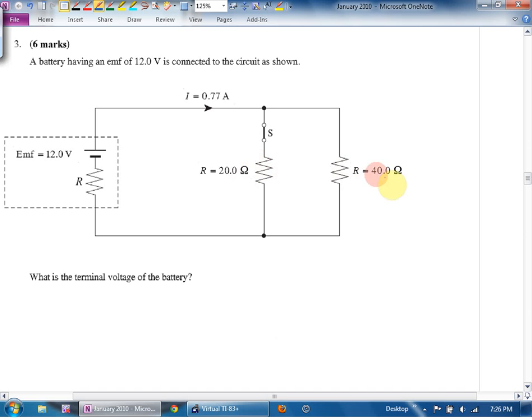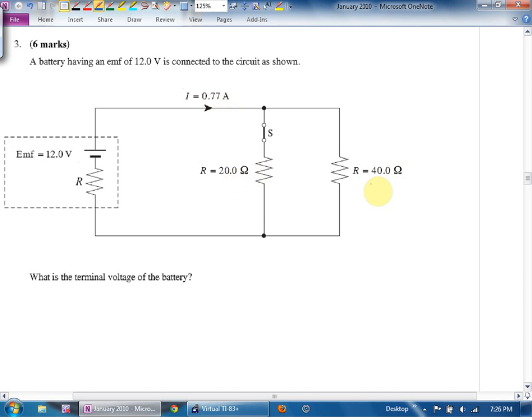Now, there's a sneaky way of doing it, and the sneaky way is to realize this resistor is twice as big as this resistor, which means it's going to get half the current of this one. So if you divide this by three, you'll have two here, one here. Now that's the sneaky shortcut way. Otherwise, I would say this, Vitaly.